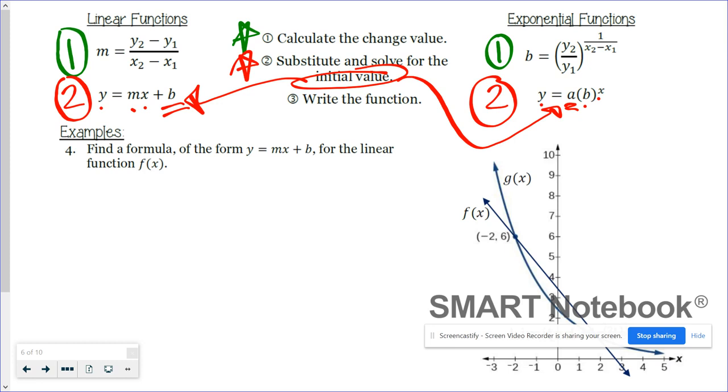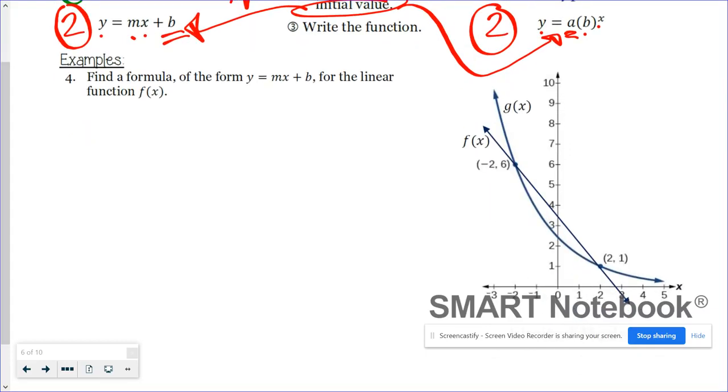In number 4, I need to find a formula for the linear function shown. In the graph, the linear function is f of x. I'm going to use those 2 points. I'll call negative 2, 6 my x1, y1, and I'll call 2, 1 my x2, y2.